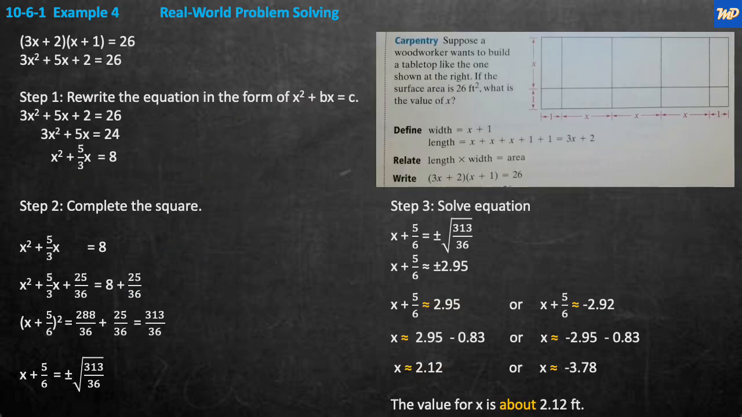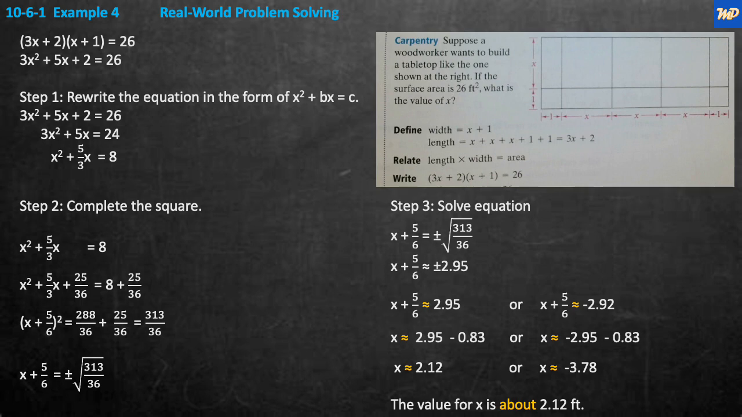Okay, it's time to do our real world problem here for example 4. Let's read what's on the picture there. It says, suppose a woodworker wants to build a tabletop like the one shown at the right. If the surface area is 26 feet squared, what is the value of x? So you see the tabletop is broken into x's and 1s, and the length is x plus an x plus an x plus 2 1s, and the width is an x and a 1.